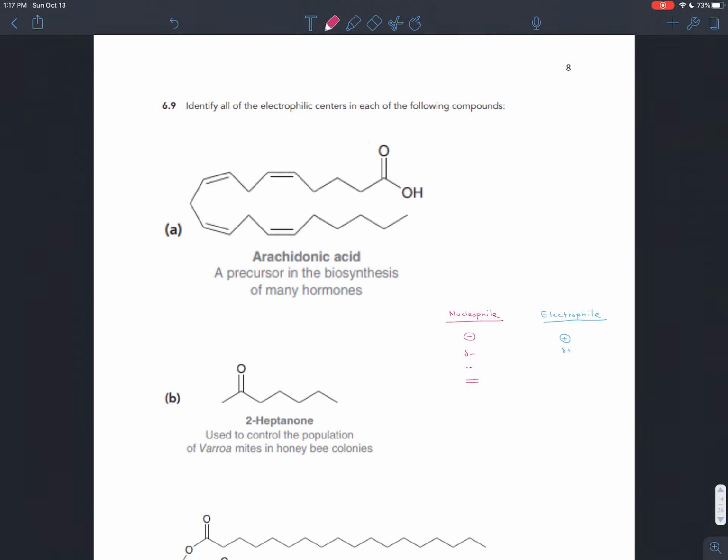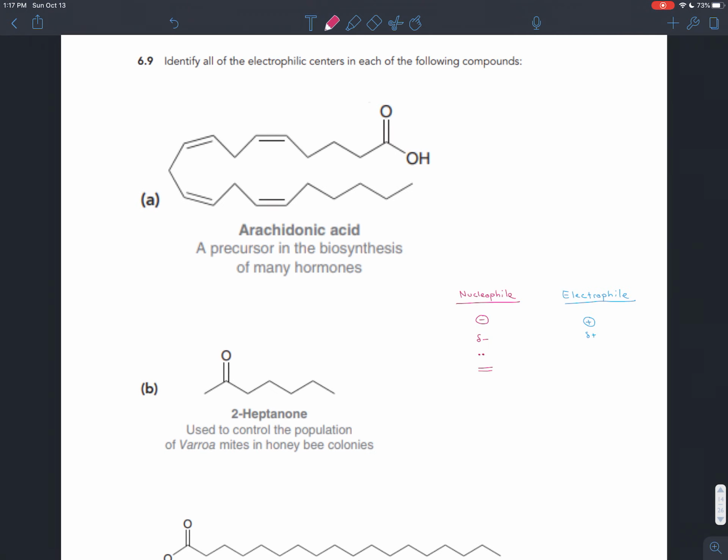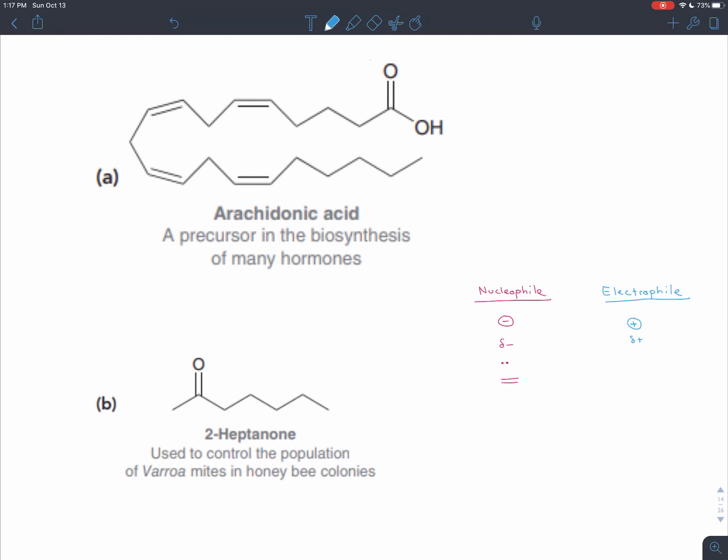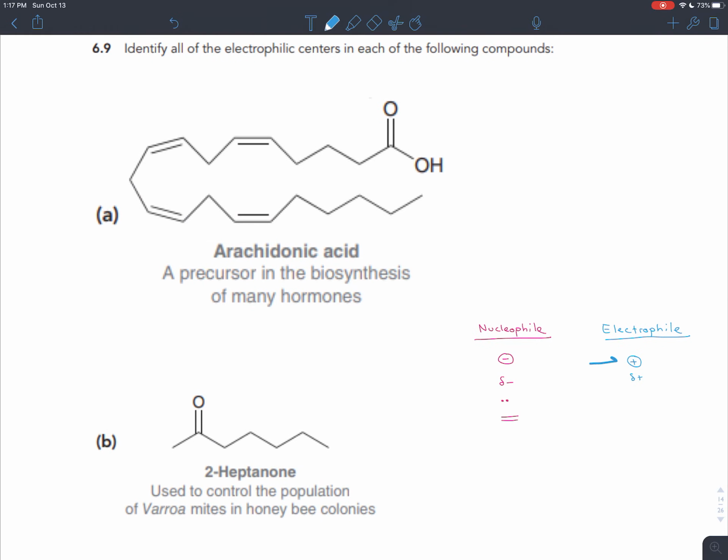Exercise 6.9 is asking you to identify all of the electrophilic centers in each of the following compounds. Just for the sake of practice, let's identify all of the electrophiles and all the nucleophiles. This way we get more practice than the question is even asking for. But first, the electrophiles. Now you have two options here. You either have a full positive charge or you have a partial positive charge.